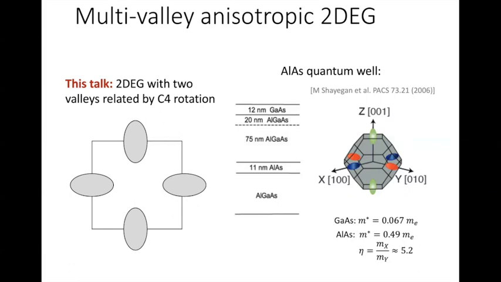Each one of them is anisotropic, but of course the anisotropy changes sign between these two valleys. And it turns out that the ratio of the effective masses is quite big. So this anisotropy is quite large, about a factor of 5. So it's really an extremely eccentric ellipse, the Fermi surface in each one of these valleys.